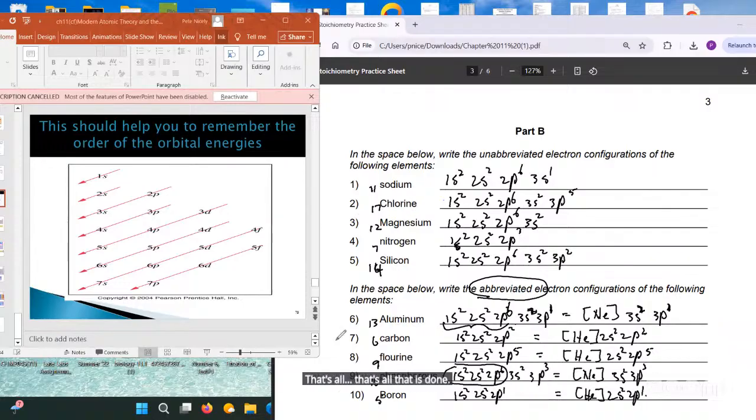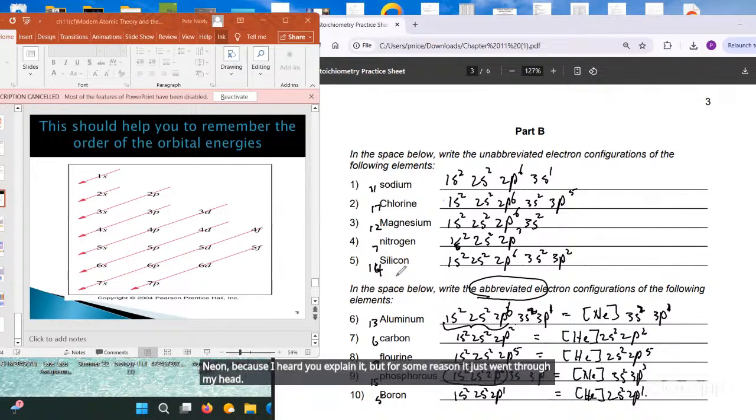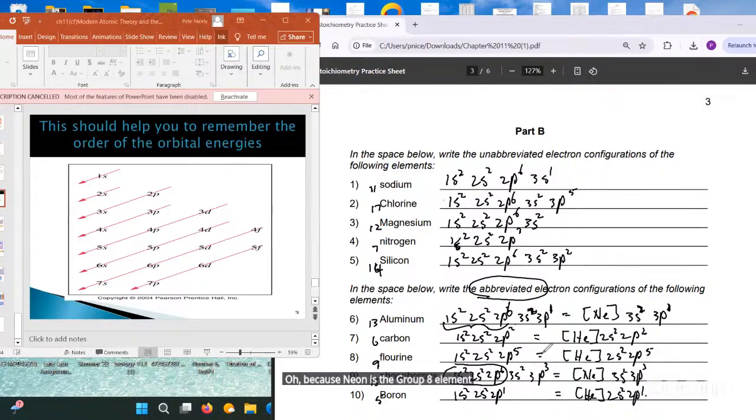All right. Why did you choose neon? Because I heard you explain it, but for some reason it just went through my head. Oh, because neon is the group 8 element that comes before phosphorus in the periodic table. So basically, once we identify that element, then we identify the part of the electronic configuration of phosphorus which is the same as the electronic configuration of neon, which is this part right here. So we replace that with the symbol of neon in square parentheses, and then we put the rest, 3s2, 3p3. Okay, thank you. All right.